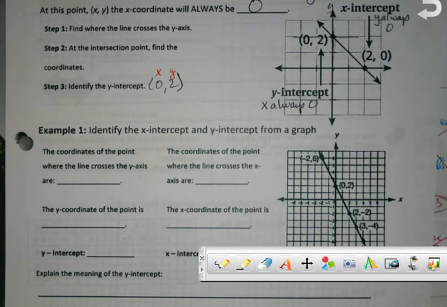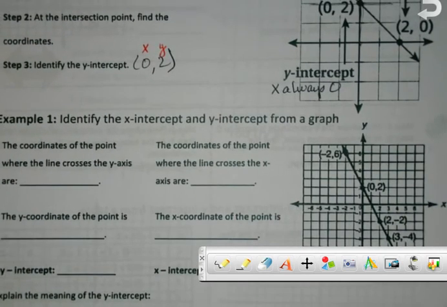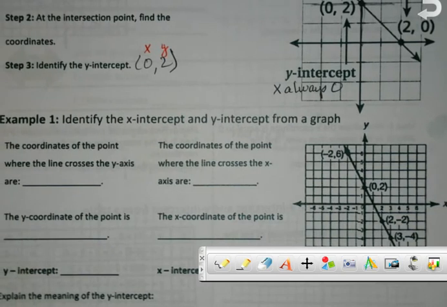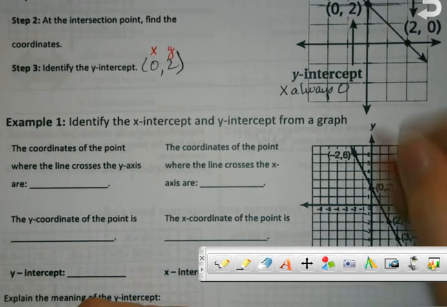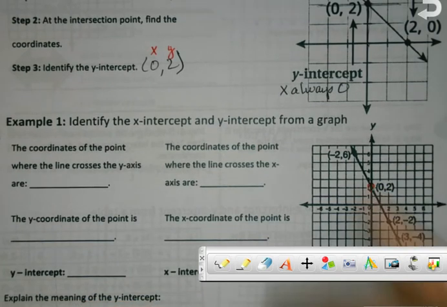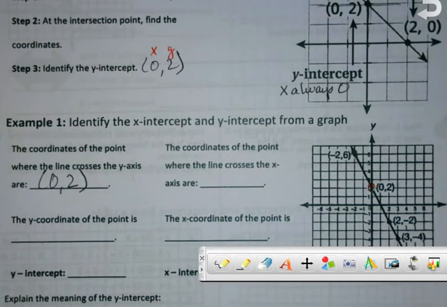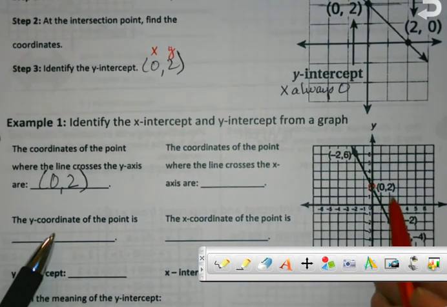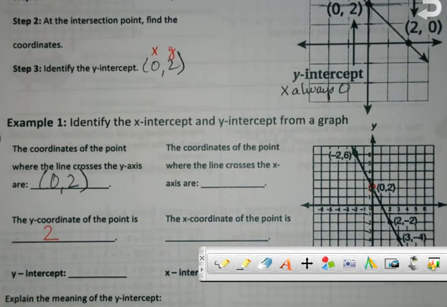Let me zoom back in here a little bit. I know it's getting a little small. There we go. So identify the x-intercept and y-intercept from the graph. Here's our picture. Coordinate of the point where the line crosses the y-axis. Here's y. It looks like it's right here. So that point is 0, 2. But remember, the y-coordinate of that point is the 2.